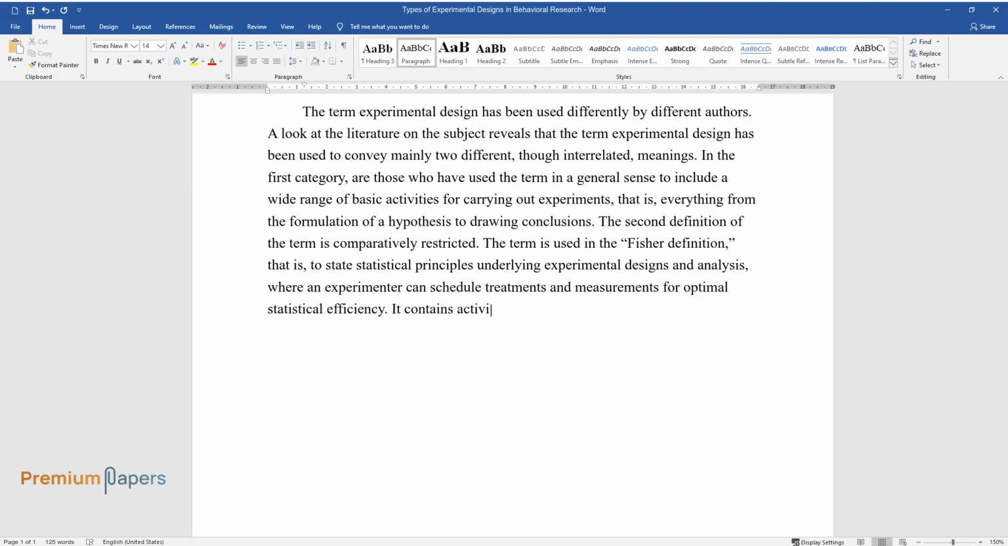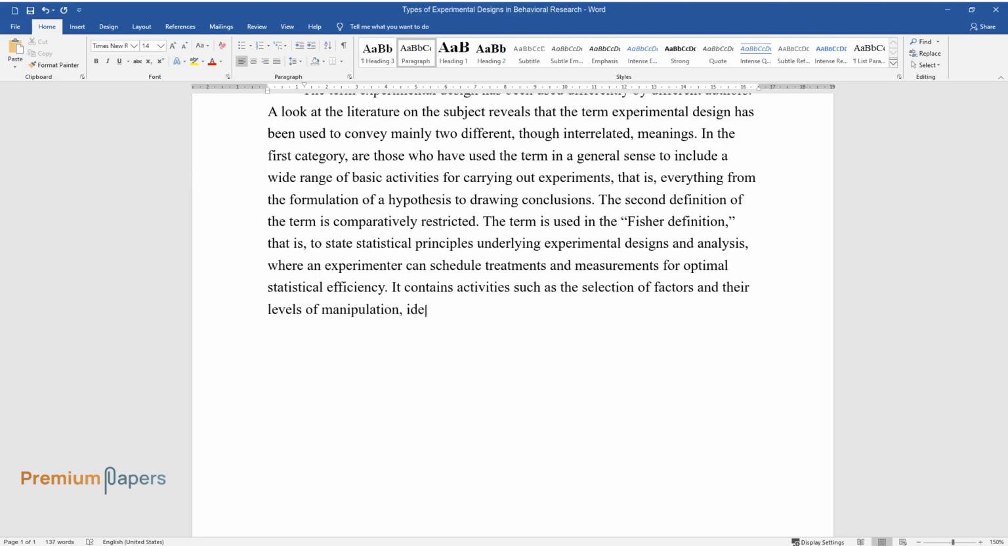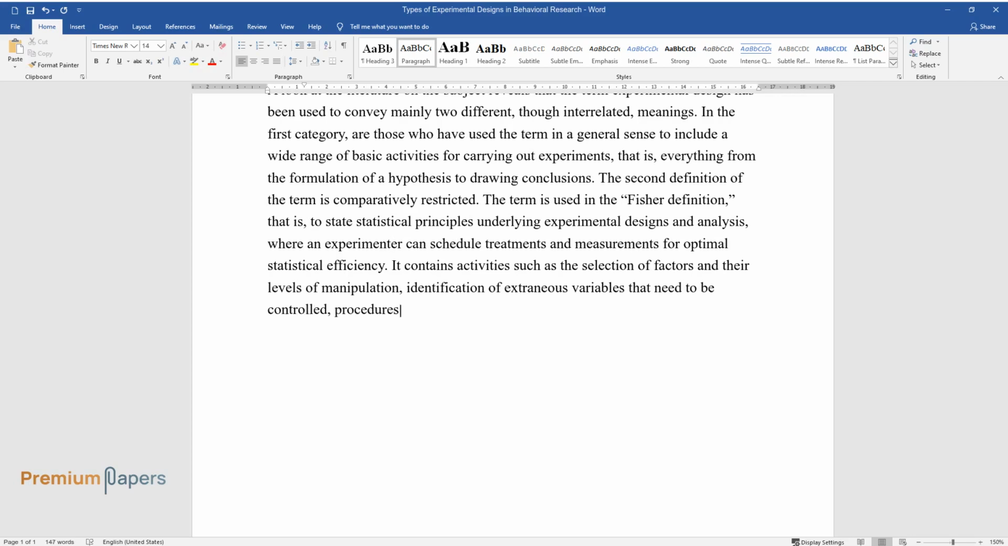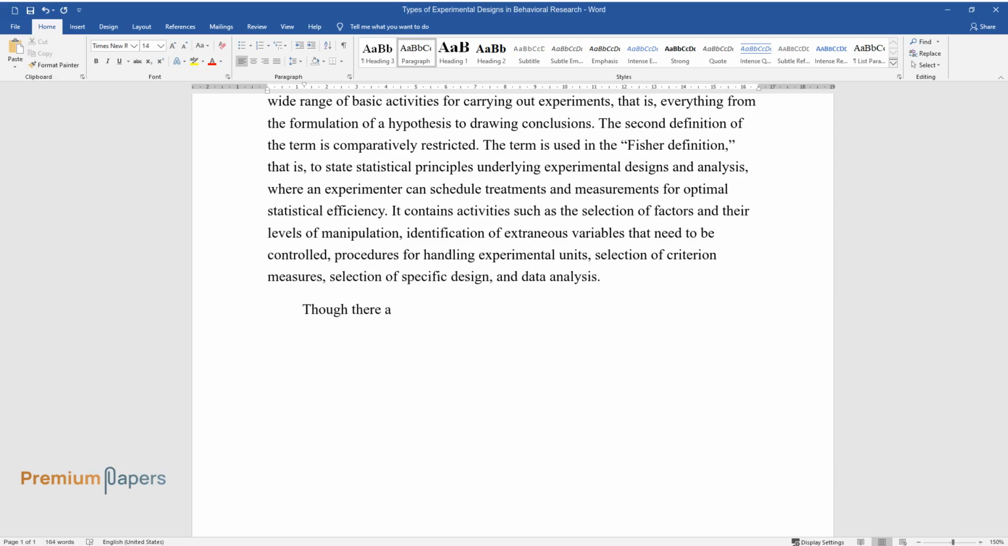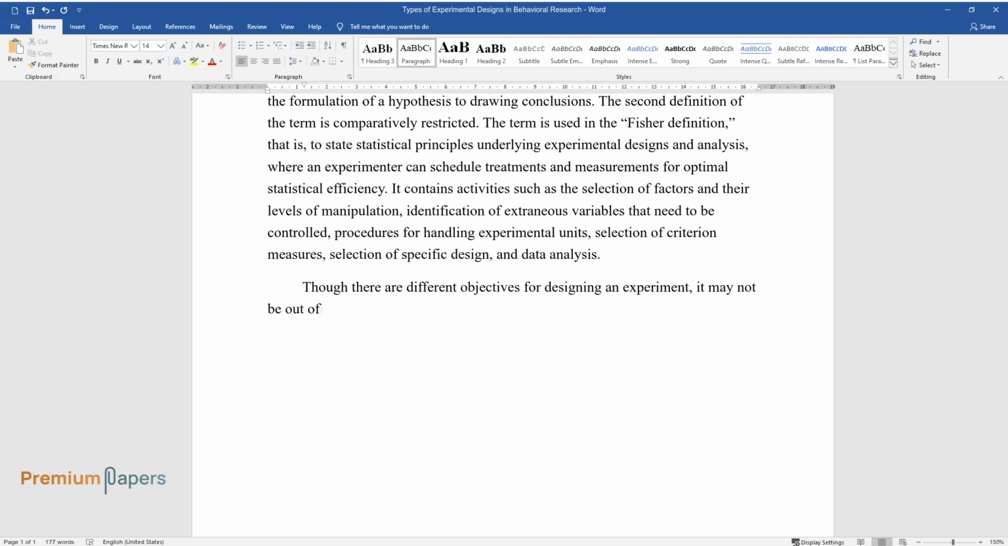It contains activities such as the selection of factors and their levels of manipulation, identification of extraneous variables that need to be controlled, procedures for handling experimental units, selection of criterion measures, selection of specific design, and data analysis. Though there are different objectives for designing an experiment, it may not be out of proportion to state that the most important function of experimental design is to control variance.